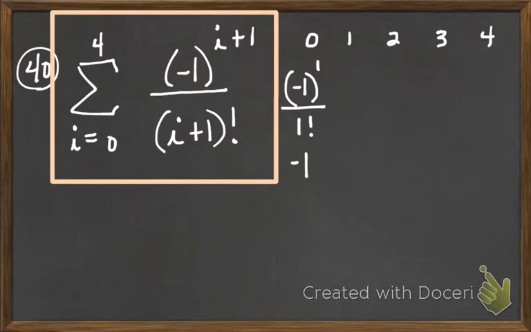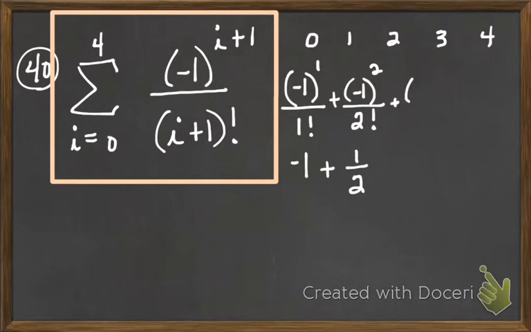When i is 1, then you're going to have negative 1 to the 1 plus 1, which is 2, over 1 plus 1, which is 2 factorial. What's that going to be? That's going to be 1 over 2 times 1, so that's going to be positive 1/2. And I wouldn't overuse your calculator here. I think you can do most of this simplifying in your head.